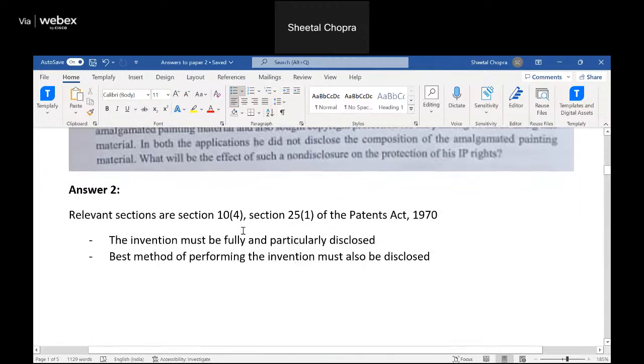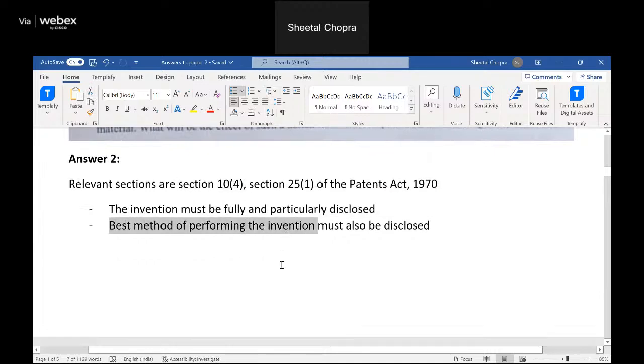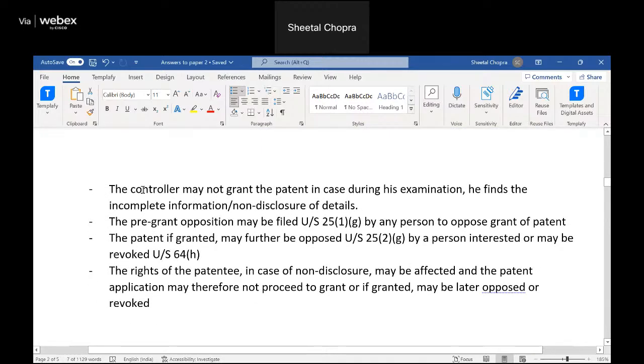So the relevant sections are Section 10(4) and 25(1), which you can describe in a bit of detail in your own words, where you can mention that there is a mandate to fully describe the invention and also mention the best mode of performing the invention in the patent application. And if there is a failure to do so, if there is a non-disclosure, then the controller may not grant the patent in case he finds during his examination that no disclosures are given.